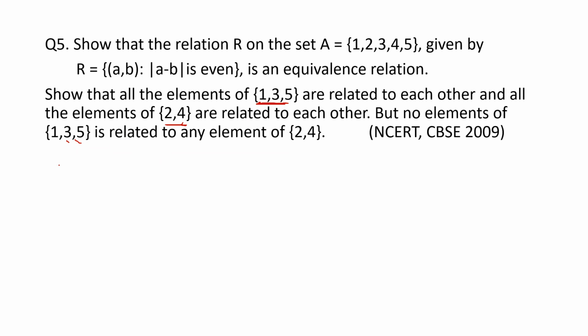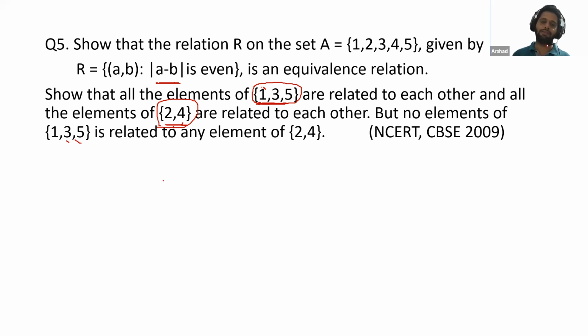True. Okay, because 1, 3, 5 are the odd numbers. So we know that the difference of odd numbers is an even number. Similarly, 2, 4 are even numbers. That's why the difference of even numbers is an even number. So as per this condition, if you subtract two numbers, the result should be an even number. That's why all odd numbers will be related with each other and even numbers will be related with each other.